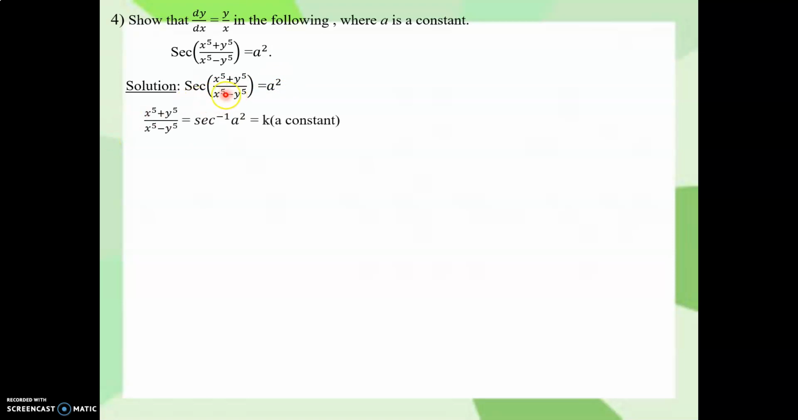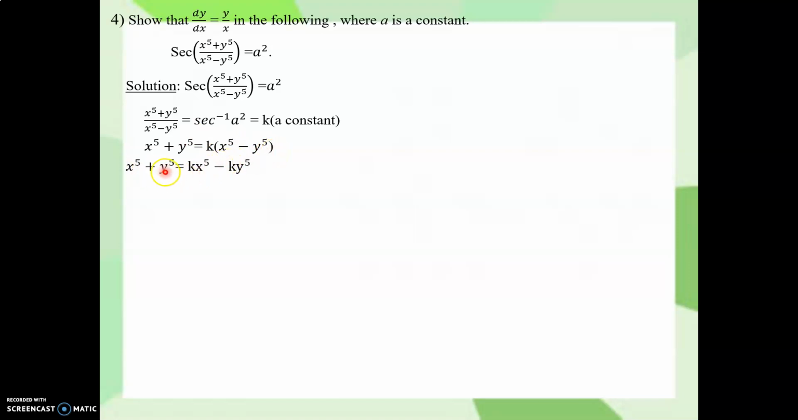So (x^5 + y^5)/(x^5 - y^5) is equal to, taking this sec to the right hand side, this will become sec inverse of a square. Sec inverse of a constant is a constant, so you can give any constant name. So k I am giving here, so k is a constant. Now x^5 + y^5 is equal to k into (x^5 - y^5), cross multiplying.